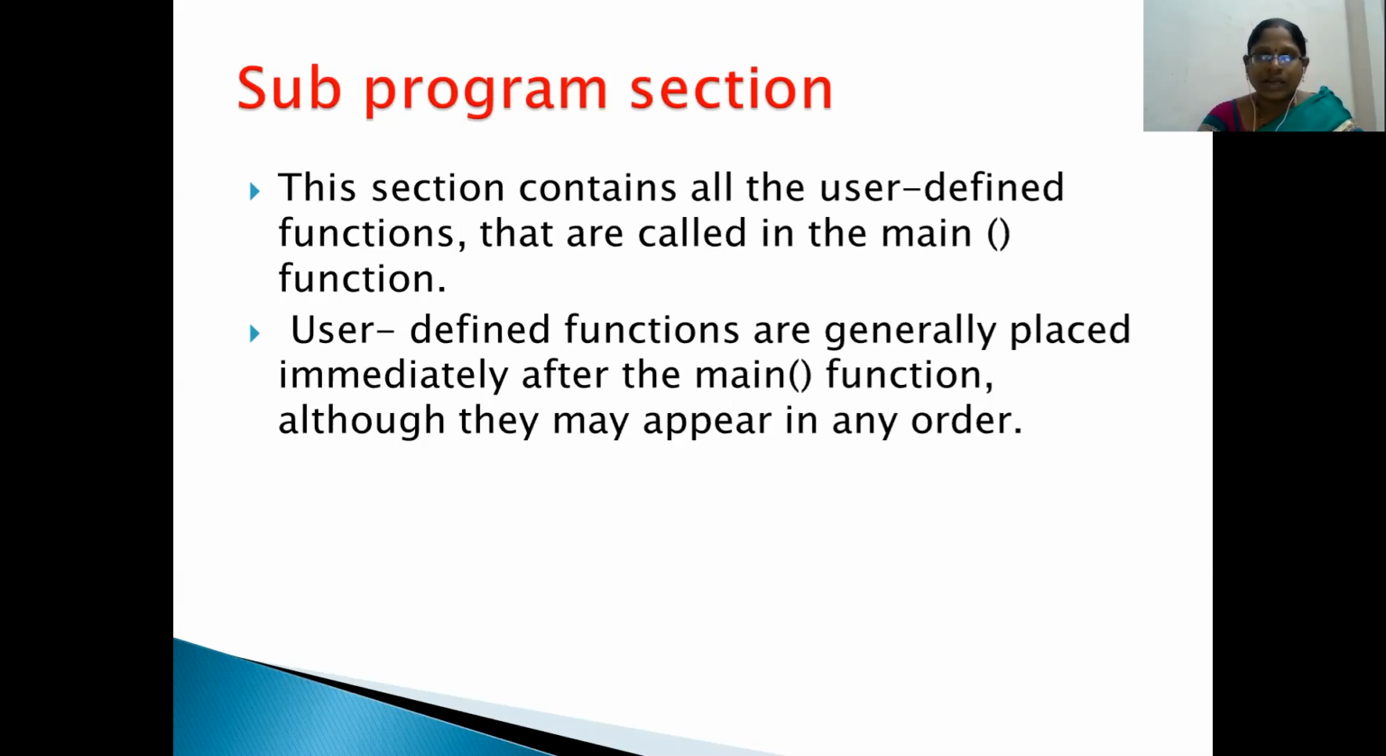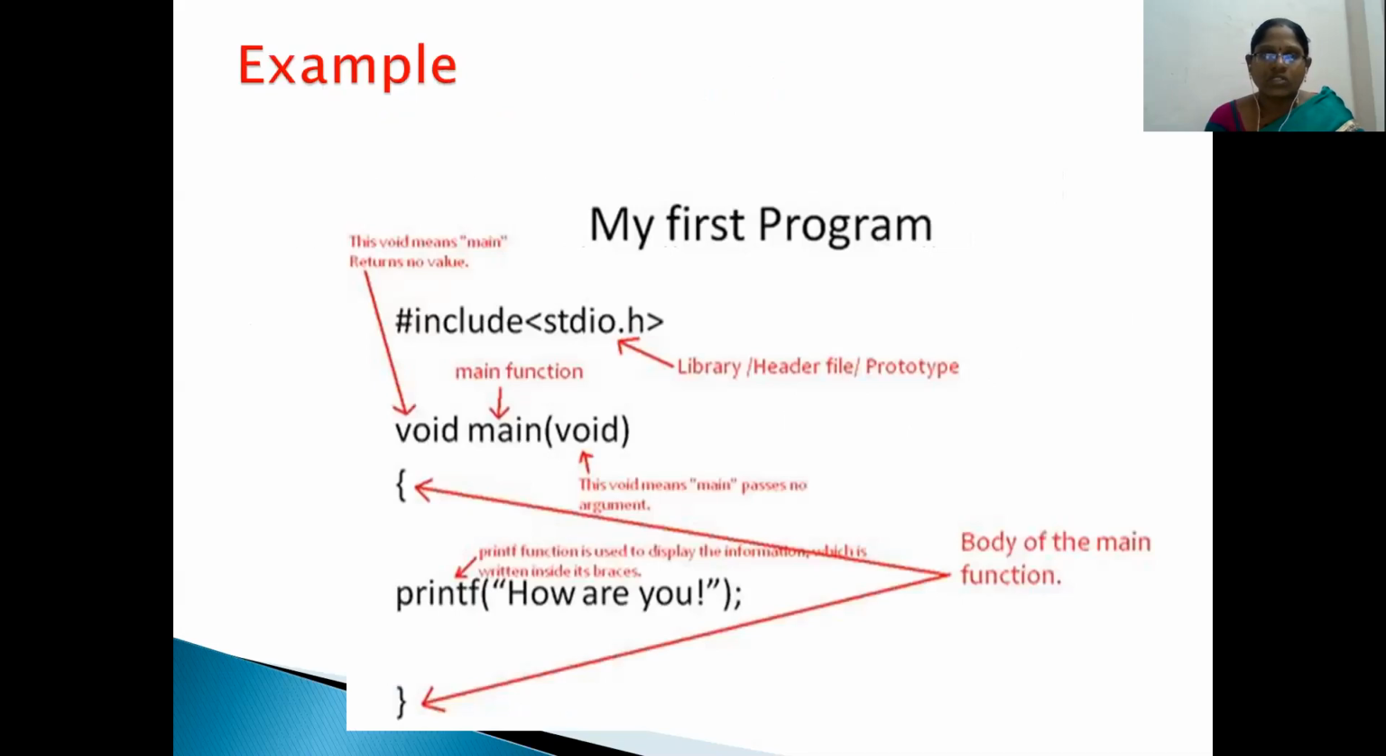We will go with one example. So here goes your example. The program is my first program. So no need of documentation. Link section is the next main thing. Hash include stdio.h. Here we are using only one function called printf. This printf has been defined in the header file called the standard input output header file. So this is called your library or header file or prototype.